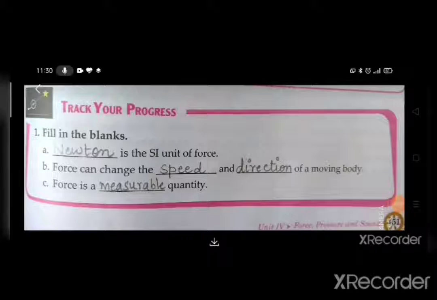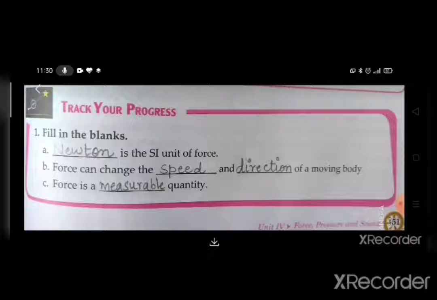Dear students, today we'll be starting with the question and answers, track your progress and assessment zone of chapter number 11, that is force and pressure. So first track your progress question is fill in the blanks. This we have discussed in our live class also. First one is dash is the SI unit of force, that is Newton.